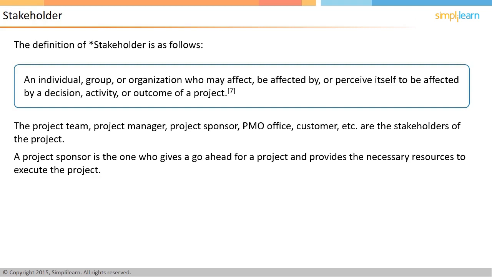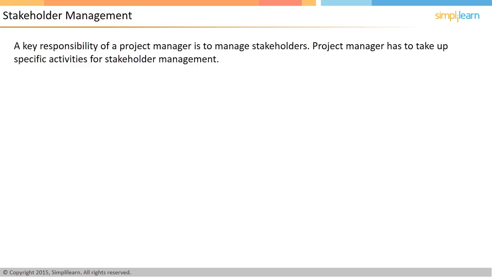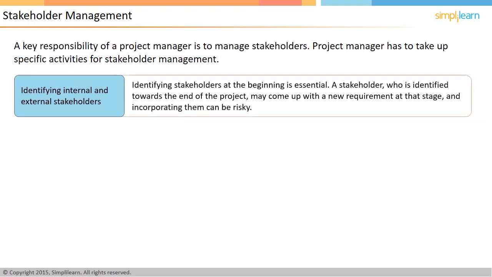In the next screen, let us look at stakeholder management. One of the key responsibilities of a project manager is to manage stakeholders. A project manager has to involve the stakeholders from the beginning of the project until the end, so they are aware of every step. A project manager has to take up specific activities for stakeholder management, identifying both internal and external stakeholders. Missing out any stakeholder can be disastrous for a project.